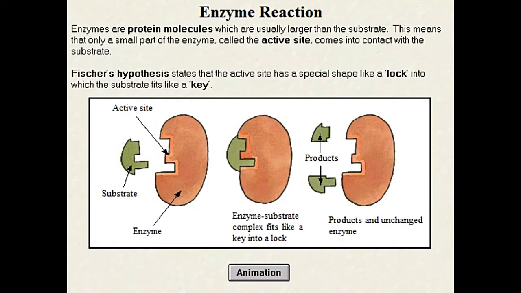Enzyme reaction. Enzymes are protein molecules which are usually larger than the substrate. This means that only a small part of the enzyme, called the active site, comes into contact with the substrate. Fisher's hypothesis states that the active site has a special shape, like a lock, into which the substrate fits like a key.